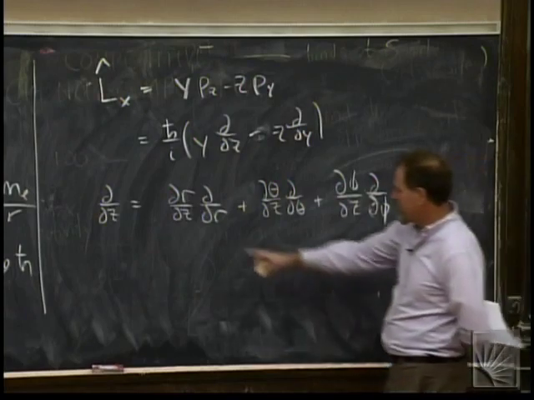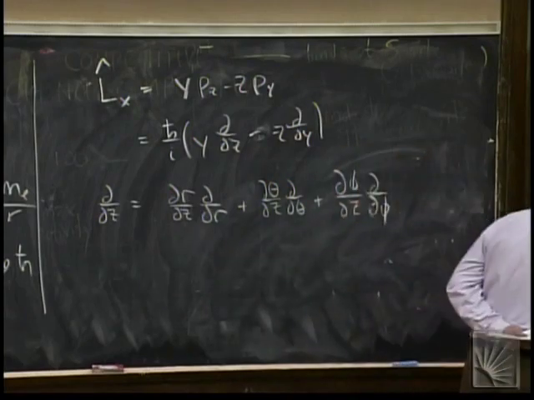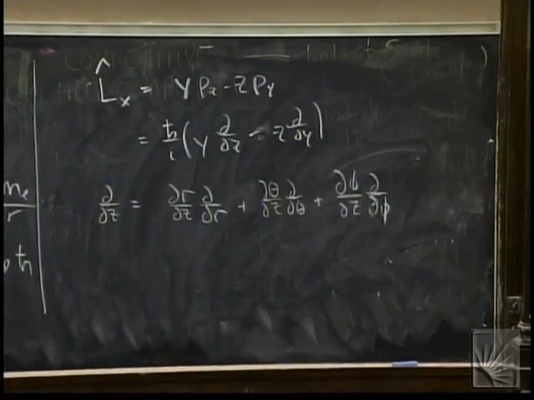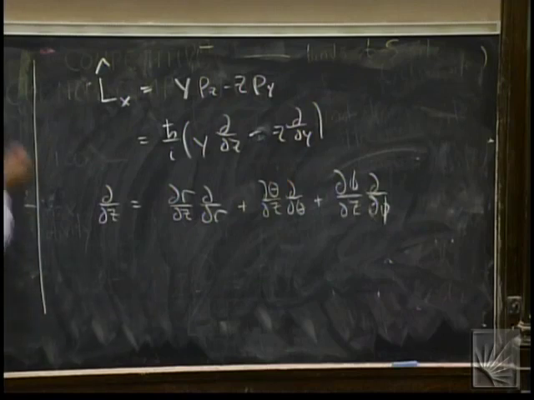I've got to find dr by dz. Let me do a couple of these as an example, and then I'm going to stop and punt and write down the final answer. But I don't want it to seem like magic. I want to show you where these come from. So I want dr by dz.